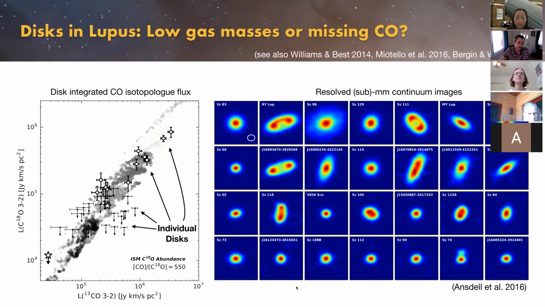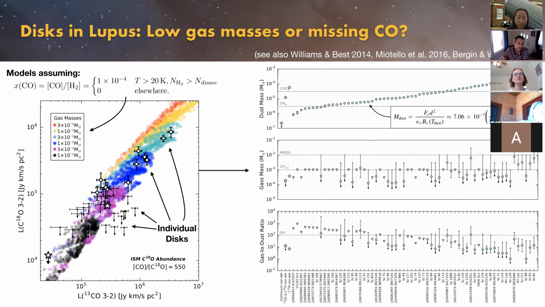On the left, I'm showing disk-integrated fluxes for 13CO and C18O. And then on the right, these are resolved sub-millimeter ALMA images. What you can do then is compare these fluxes to predictions from models that assume that in the warm molecular layer, you still have this 10 to the minus 4 ISM-like CO abundance. This is a complicated story, but you can use models like this to infer total gas masses for all these individual disks.